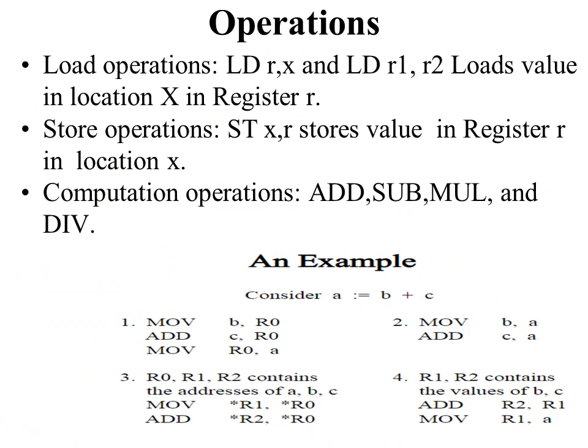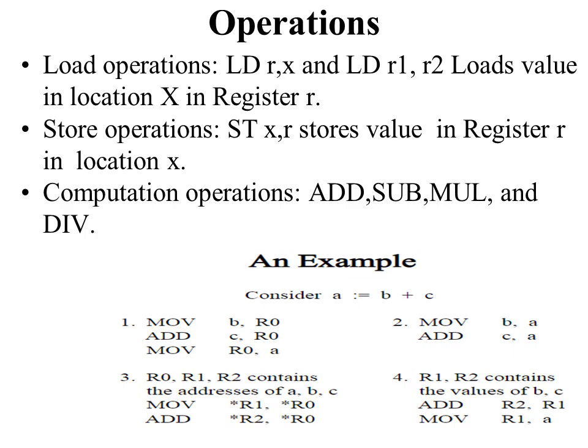The operations used in three address code are the load operation, store operation and computation operation. The load operation uses the code LD. LD represents the load operation. For example, LD R, X loads the value of location X into a register R. For the store operation, we have the syntax ST R, X, which stores the value in register R into location X. The computation operations are addition, subtraction, multiplication and division.